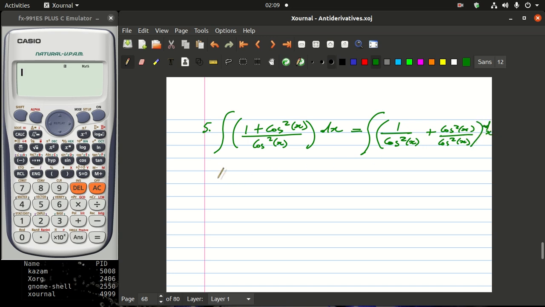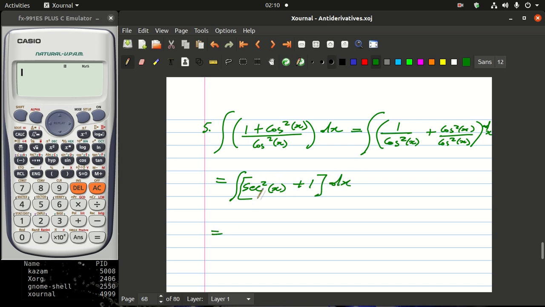Now if you proceed normally here, you know that 1 over cos is the same as secant, so this is supposed to be secant squared of x. And cosine squared x divided by cosine squared x, that's just a 1, of course, plus 1, and then you have a dx.